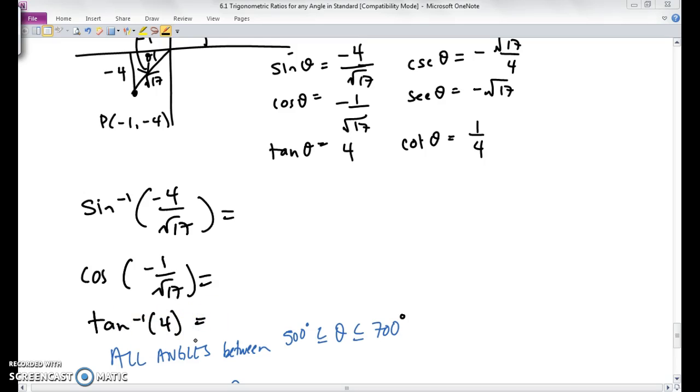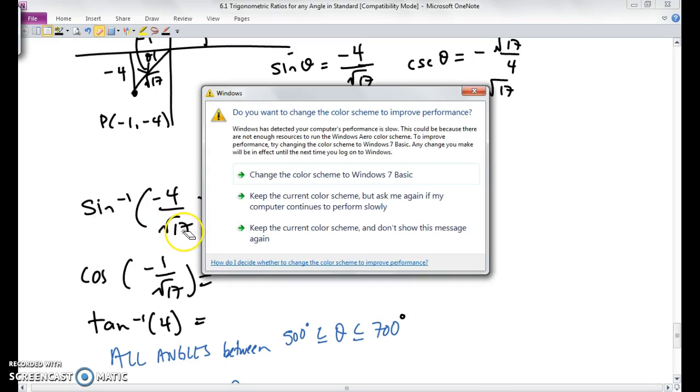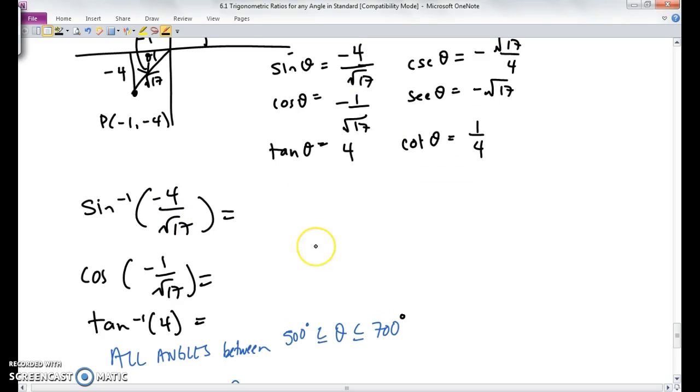Okay? So what do you get over there? Alyssa and Aaron, what do you guys get for inverse sine of -4 over root 17? So let's just say negative 76 degrees. Okay? And what about inverse cos? Anybody in the middle get that one? Positive 104? And then what about the inverse tan of 4? What do we get for that one? 76 degrees. Okay? Now, all three of these angles are different.